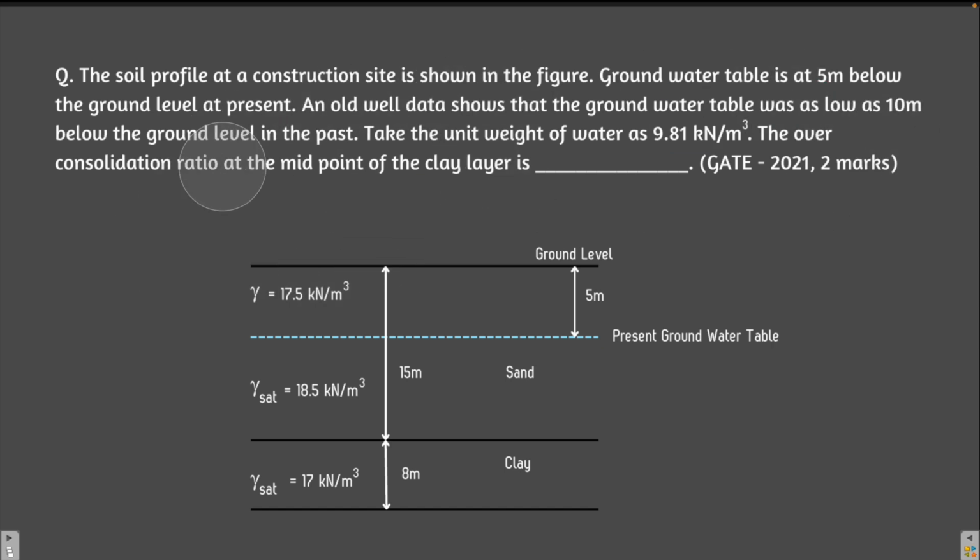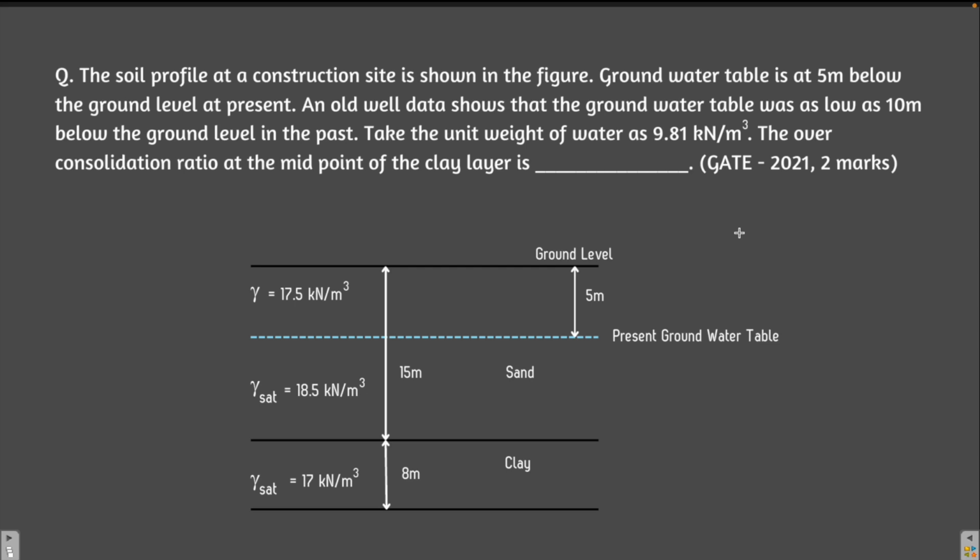First of all, let's revise what is over consolidation ratio. I have already told you what is over consolidation ratio, not in this lecture but in my lecture of consolidation of soil. I have taught you the entire consolidation of soil, and it is almost a 2 hour long lecture. So those who haven't gone through that lecture, please go through that lecture first. Okay, I'll paste the link in the description box.